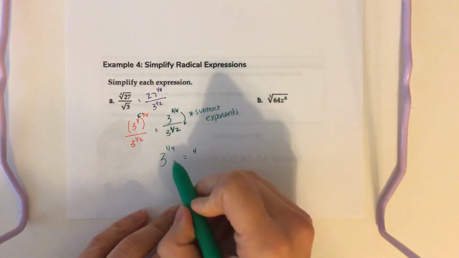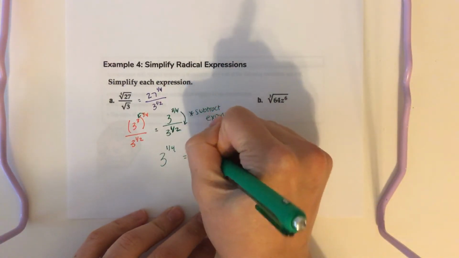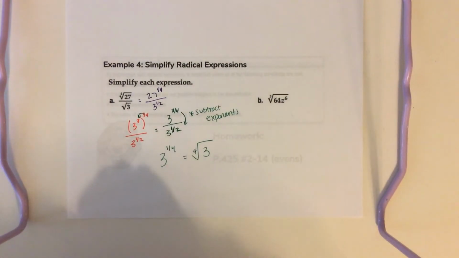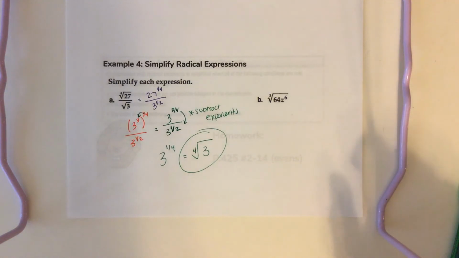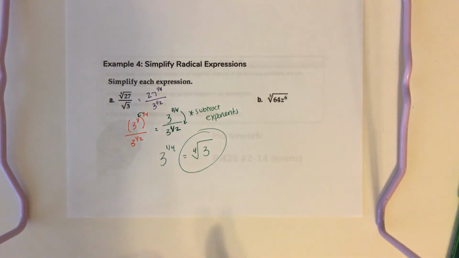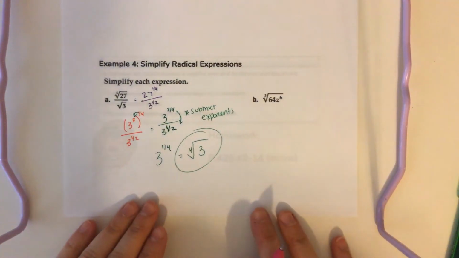So I know the 4 goes on the outside because it's in the denominator, and 3 goes inside my radical sign. And that will be my final answer. And now, using those fractions, we're doing a lot more just multiplying and adding, which makes simplifying a lot easier. So let's take a look at part B over here. This one's a little bit trickier.